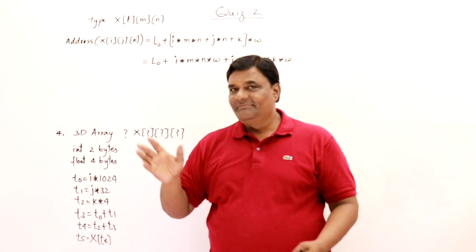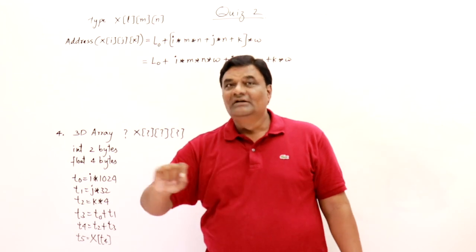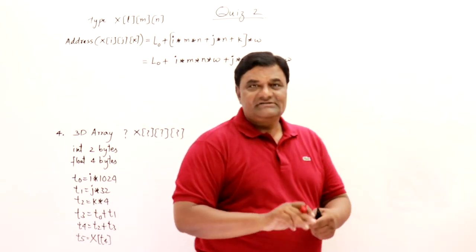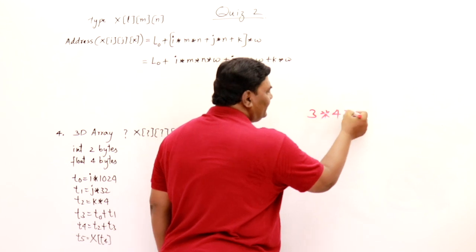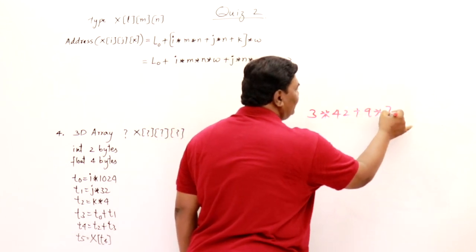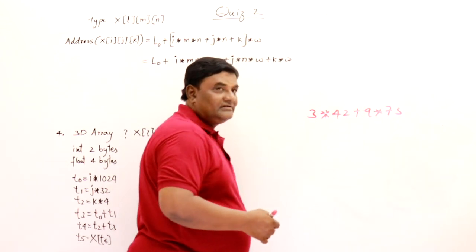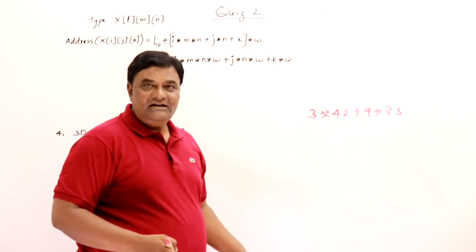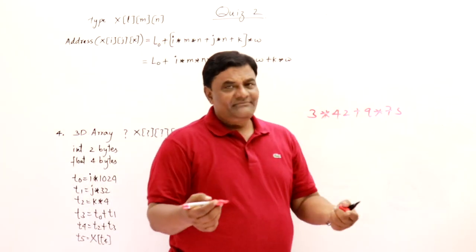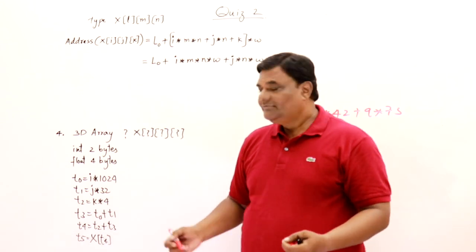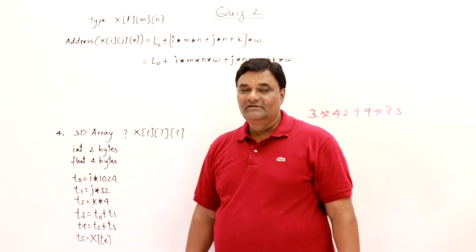If I give you pen and paper and give you values and ask you to solve it, you cannot do it at once. For example, if I say 3 into 42 plus 9 into 73, can you give the answer in a single glance? No, first you will multiply, then add. In the same way, the compiler is also performing them step by step.